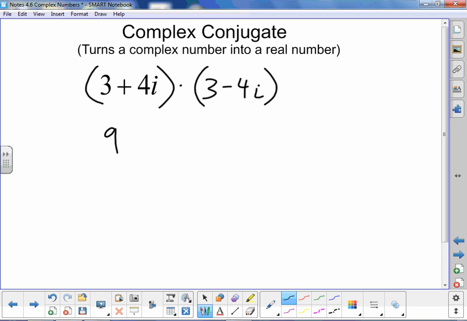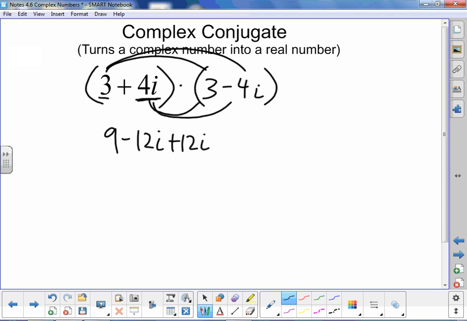Okay? So I'm going to distribute twice. 3 times 3 is a 9. 3 times negative 4i is a negative 12i. And then when we distribute the second part, 4i times 3 is a positive 12i. And then 4i times negative 4i, that is a negative 16i squared.